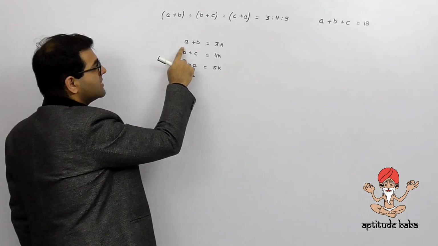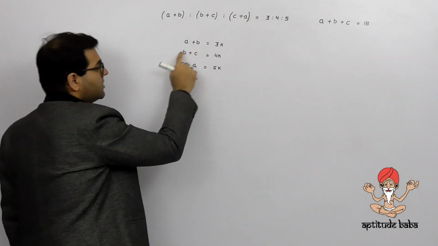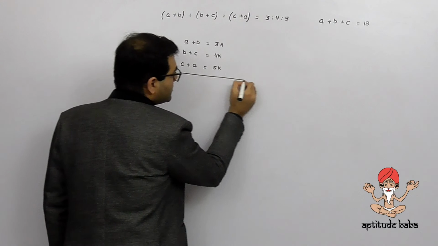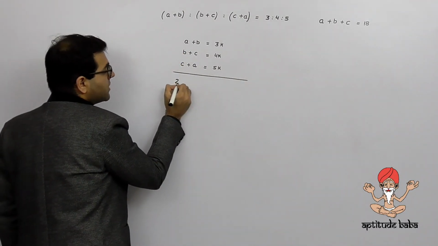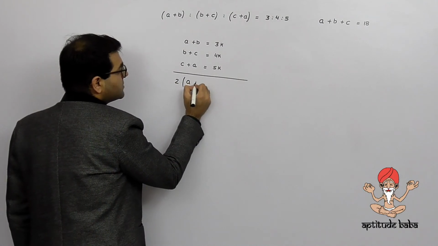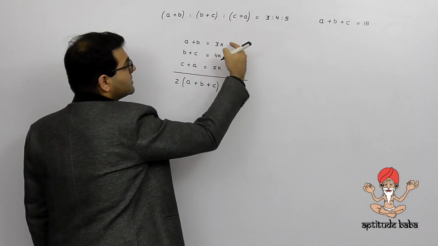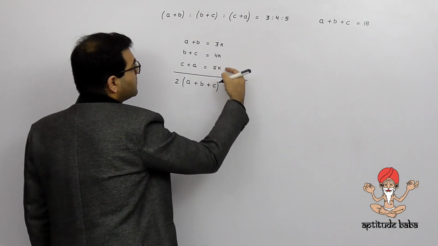We have already learned that when we have this kind of circular equation, that means a plus b, b plus c and then again c plus a, what we do is that we add the 3 equations together. Now on my left hand side, if I add the 3 equations together, what I get is twice of a plus b plus c. And on my right hand side, what I get is 3k plus 4k plus 5k. That ends up becoming 12k.